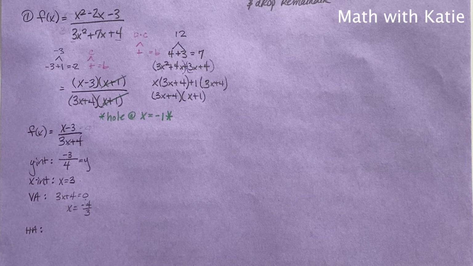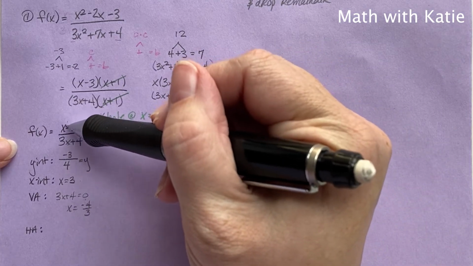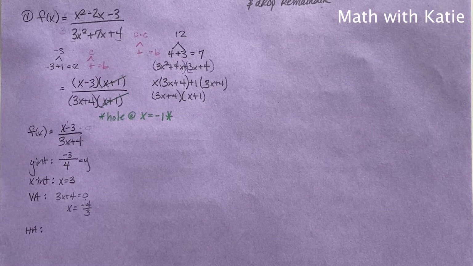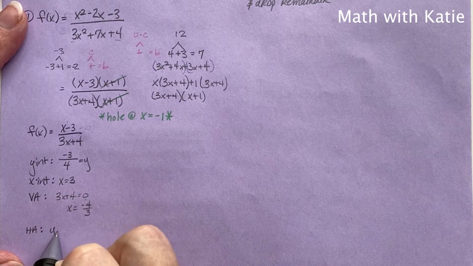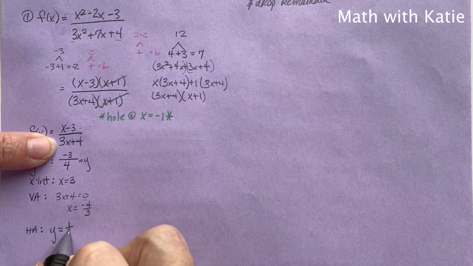Okay, now we look for the horizontal asymptote. All right, so that is when we look at the power of the numerator versus the power of the denominator. Okay, so here we notice they're equal because it's 1 and 1. So if they're equal, you divide the leading coefficients. So y equals 1 over 3, so 1/3.